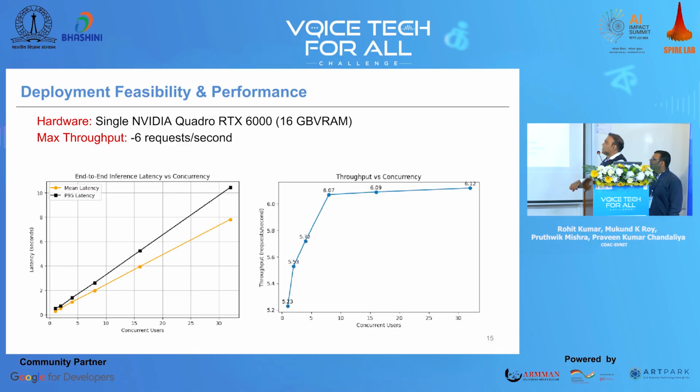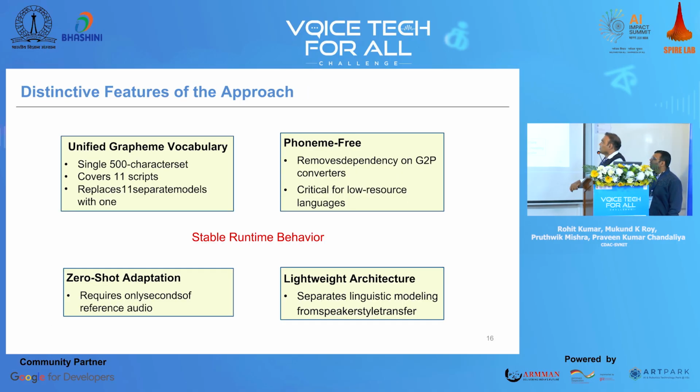So these were the few takeaways of our approach. Unified grapheme vocabulary that makes it phoneme free, and we completely removed the dependency on G2P converters. Zero-shot adaptation using FreeVC, and finally the lightweight architecture, which basically separates the linguistic modeling from speaker style transfer.